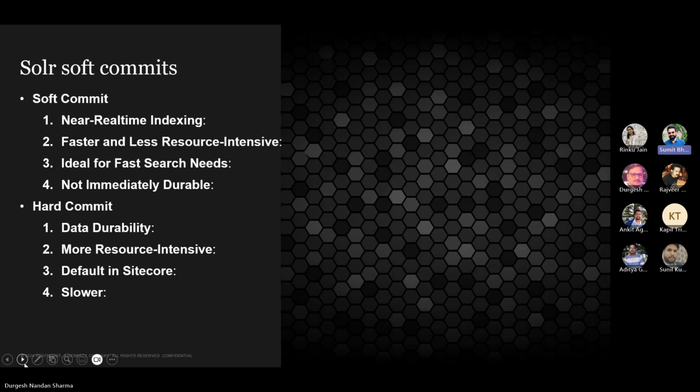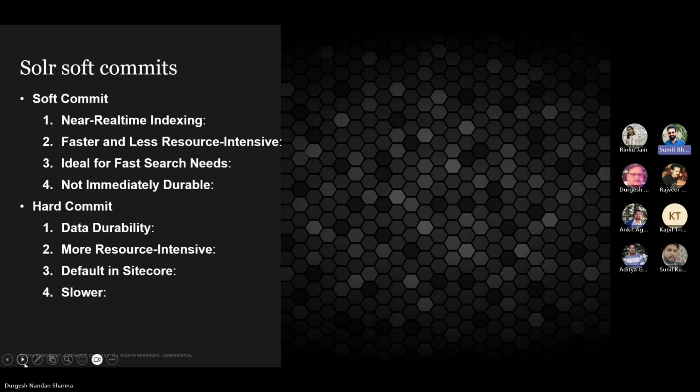On the other hand, hard commit is used for data durability. It ensures all changes are saved to disk, and data is safe even if the server crashes. It is more resource intensive. It writes to disk and starts a new transaction log, which uses more resources. It is the default in Sitecore. By default, Sitecore uses hard commits to ensure data consistency and durability, and it is slower. It takes longer because it waits for changes to be fully saved on disk.